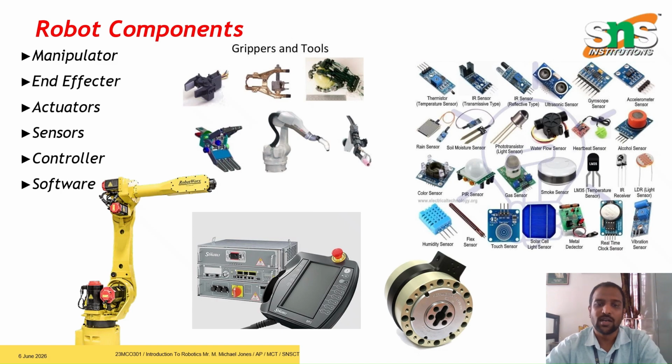The controller is often referred to as the brain of a robot. It receives information from sensors, processes the data, makes decisions, and sends commands to the actuators. Modern robot controllers may use microcontrollers, embedded systems, or industrial computers to perform these tasks.